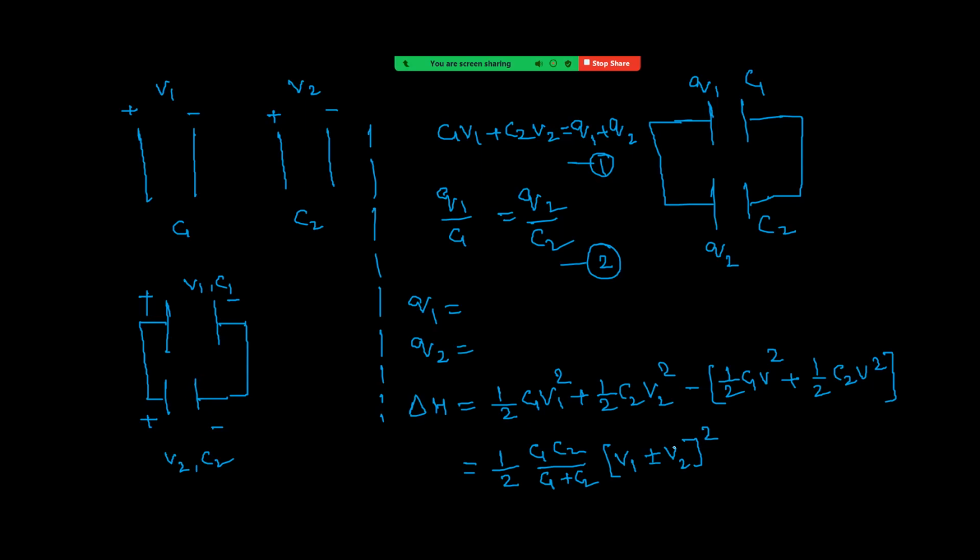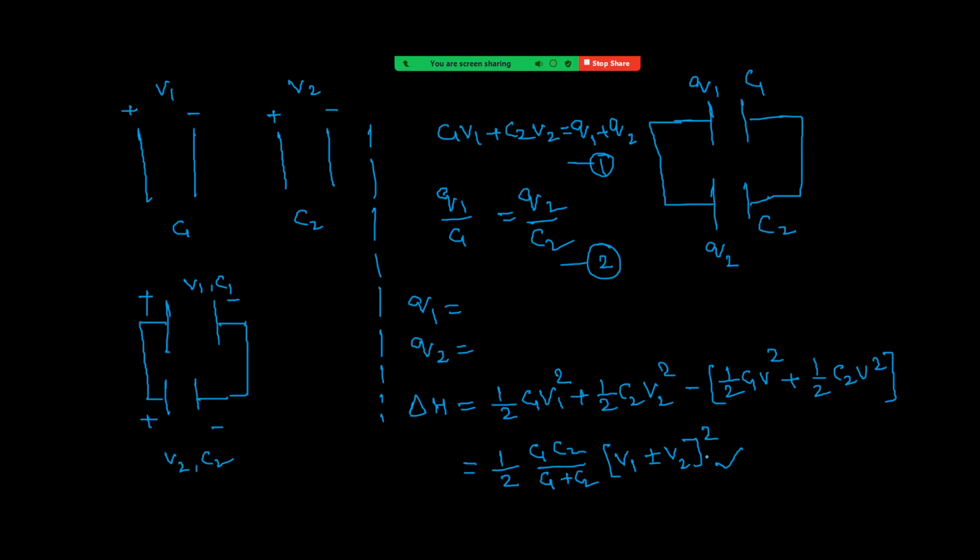When loss is more, it should be a more value. This is more if you take plus. So (V1 plus V2) whole square if we connect plus to minus, minus to plus. Okay. So keep this result in mind.